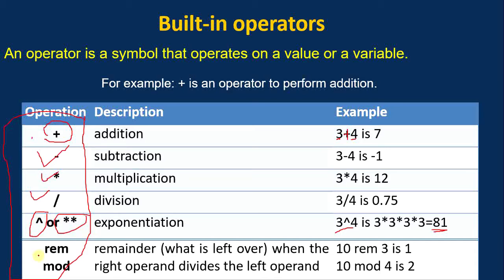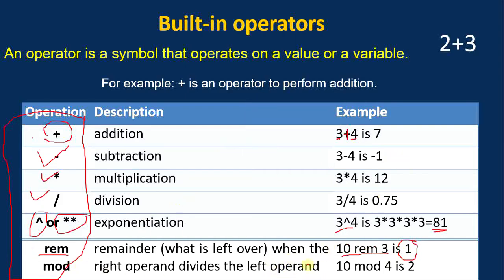Raptor provides two more operators, REM and MOD. REM is to find the remainder when the right operand divides the left operand. When 10 is divided by 3, you will get the remainder as 1. And MOD operator is to find the quotient. When 10 is divided by 4, the quotient is 2. So REM is to find the remainder during division, and MOD is to find the quotient.